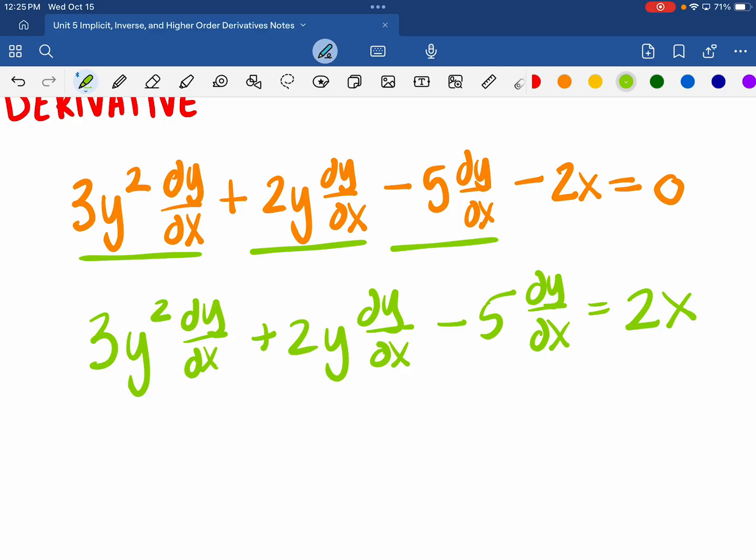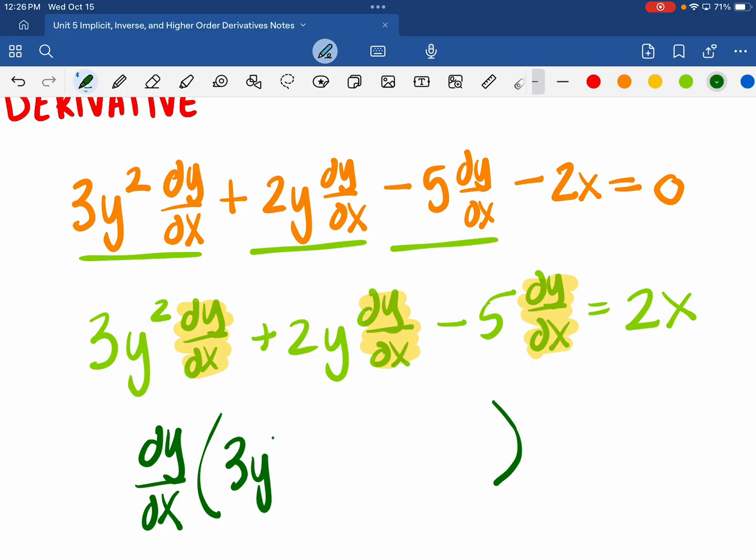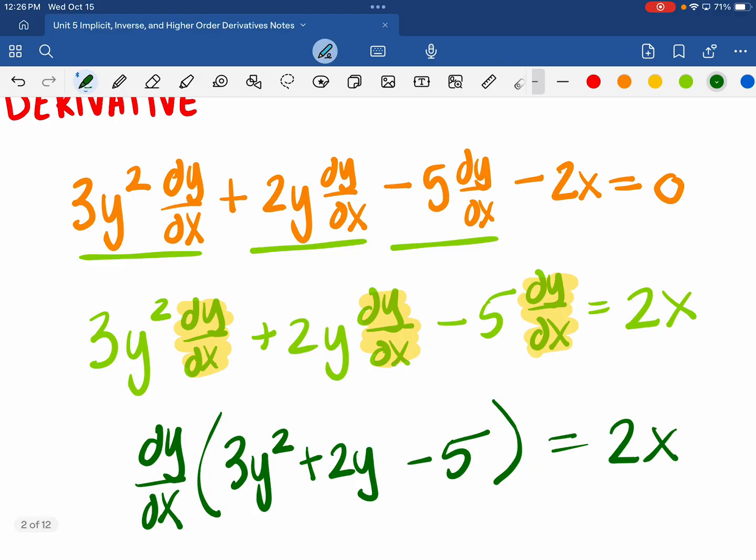Okay, so the 2x doesn't have a dy dx. That's going to get pushed over to the right side. So I will add it to both sides, and it'll equal 2x. Now, the next step, if you look at your guidelines, is going to be to take a GCF out. Because what do all of these guys have in common? A dy dx. So you can take a dy dx out, and that is the only GCF you want to take out. So if there's a number in common, don't take that out. You're just taking the dy dx out. So we're going to take a dy dx out, and you are left with 3y squared plus 2y minus 5 equals 2x.